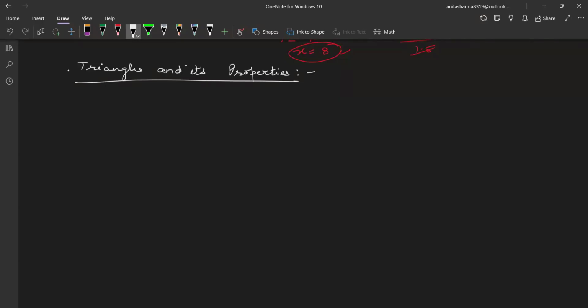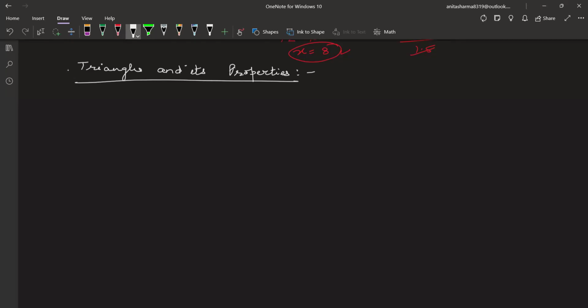So in triangle and its properties, one thing all of you know is that the sum of angles of a triangle is how much? 180 degrees. Yes, the triangle sum property is that the sum of all angles of a triangle is 180 degrees, right? Yes, ma'am.